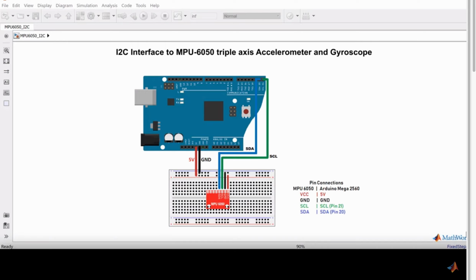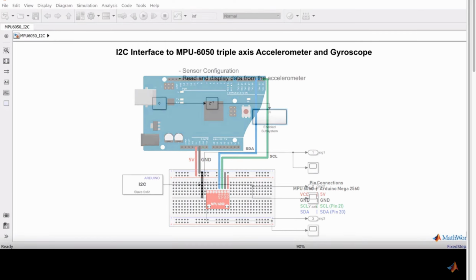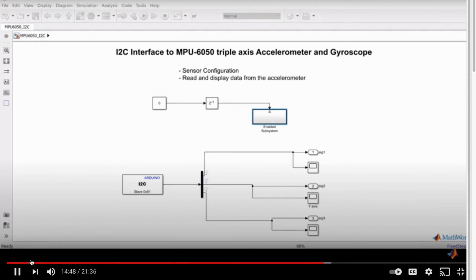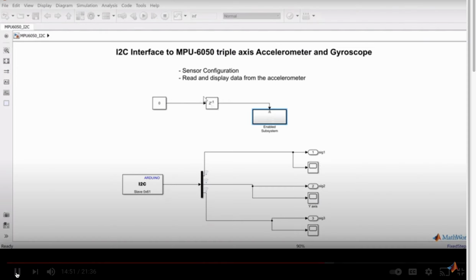I will be communicating to the sensor through I2C. I will show you how to work with the accelerometer unit. The first thing we need to do is sensor configuration. This is something which only needs to run once. Hence, I have made the following arrangement.